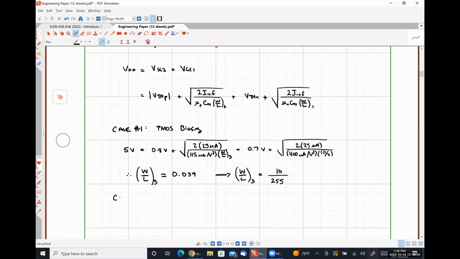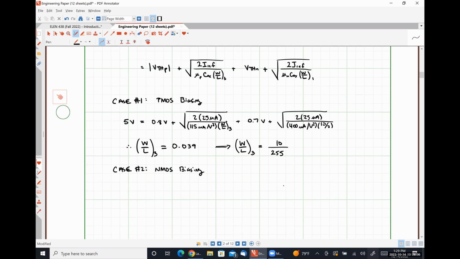If we look at our second case, sorry, this should be NMOS biasing, excuse me. We'll have practically the same equation, but now the aspect ratio of our PMOS transistor is the known quantity, and the aspect ratio of our NMOS transistor is what we're trying to solve for.